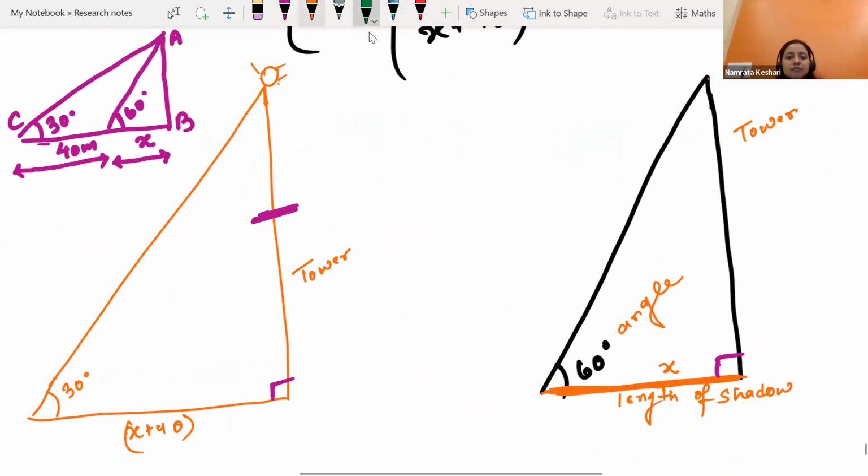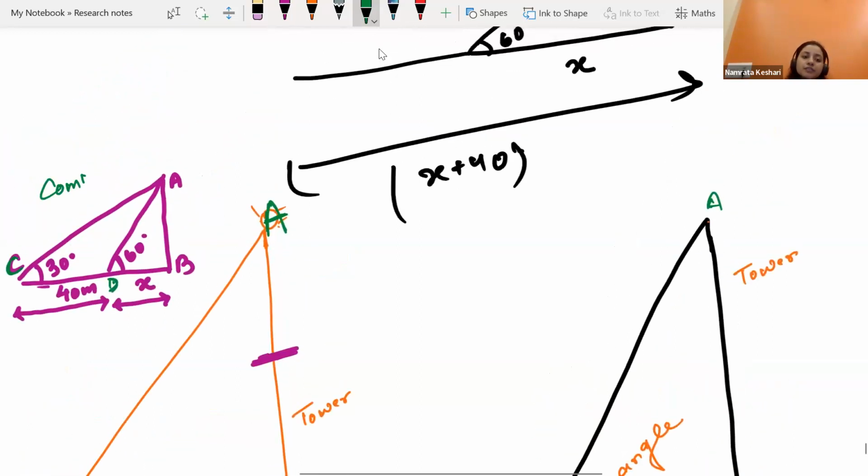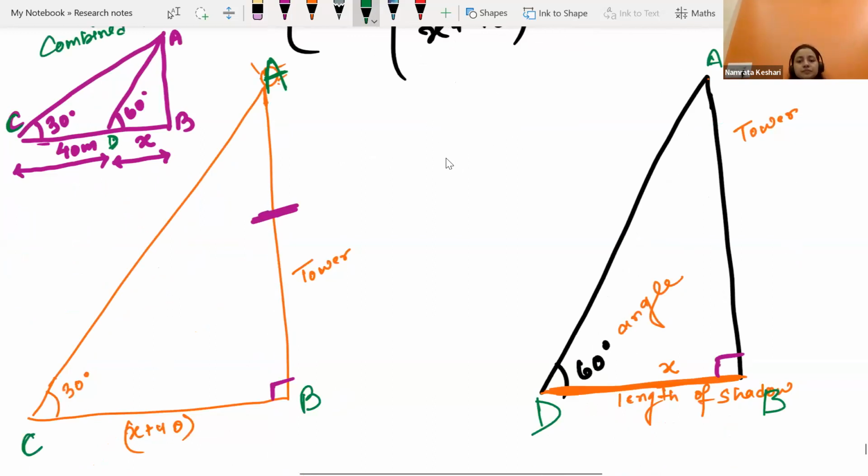Let me name it the same way. A, B. This we are going to call C. This is D. Either you take the combined figure, or I am going to call it A, this is B, this is C, and here the same AB tower is there. So either you take different figures or you take the same figure. This is the combined figure. Everyone getting it? Yes, ma'am.